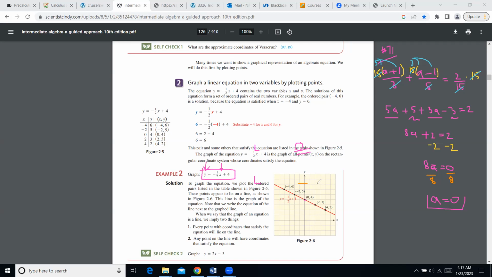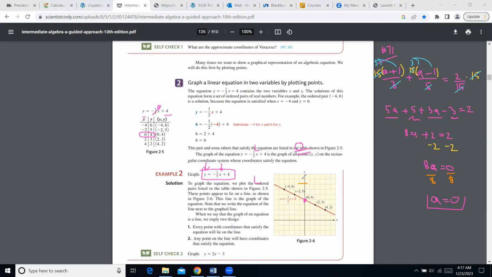So once you have the first point here, let's say the point pair 0 and 4. If you replace x with a 0, then this fraction will disappear, and you just have y is equal to 4, and that's exactly the point on the y-axis.